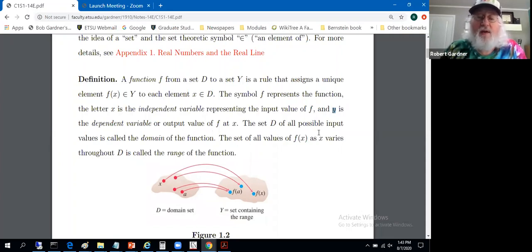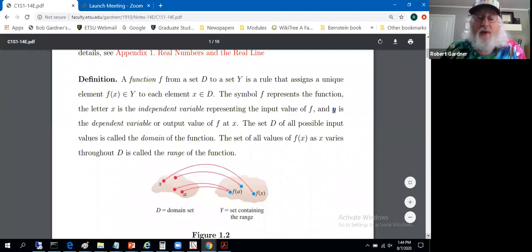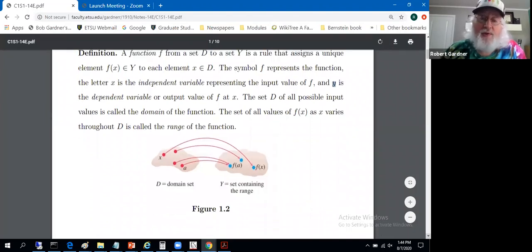The set D of all possible input values is the domain of the function. The set of all values f of x, as x ranges over the domain, is called the range of the function. Domains are usually fairly easy to find for given functions.